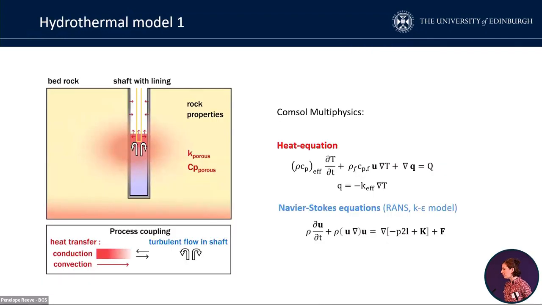So from that, we build up our first model, which couples the turbulent flow in the shaft with the heat transfer over the area. So this includes the rock and the shaft and its lining, and all the modeling is done in COMSOL. And for the turbulent flow, we use a Reynolds-averaged Navier-Stokes model.